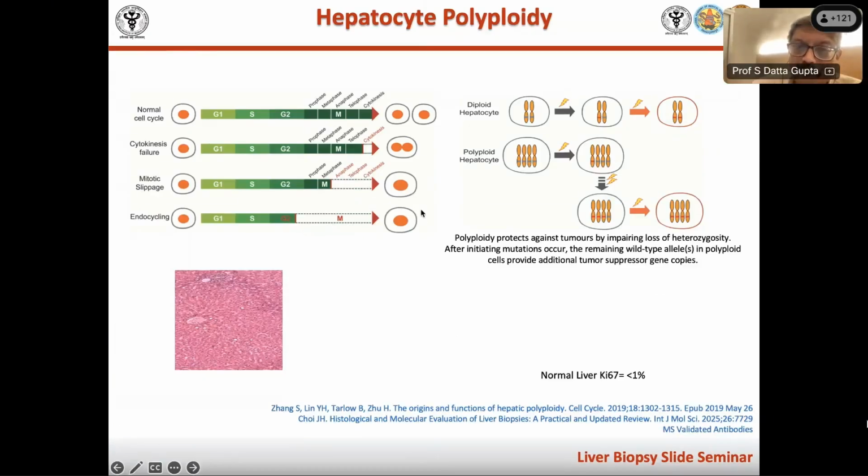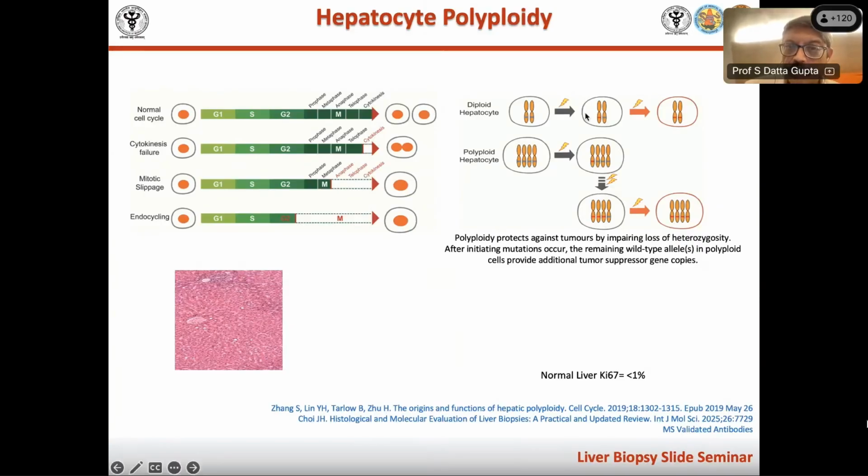See, what you see in hepatocytes, there are various theories. One is the hepatocytes may not divide, but the nucleus divides. So you begin to get some occasional binucleate cells, and these cells with increased DNA because of mitotic slippage or endoreplication and so on and so forth. So nothing to worry about that. And it is said that polyploidy protects against tumors because it impairs loss of heterozygosity, no loss of heterozygosity.